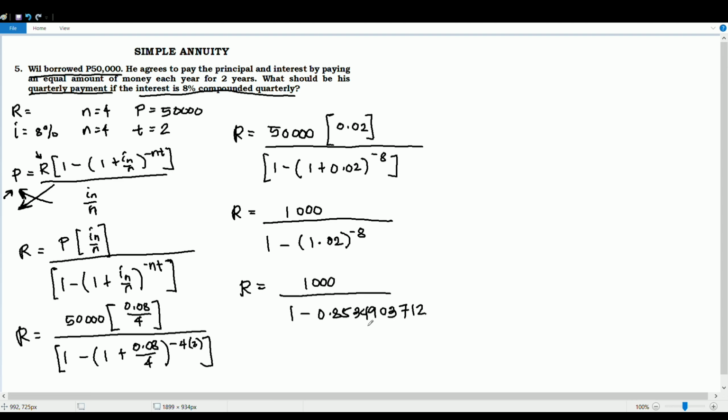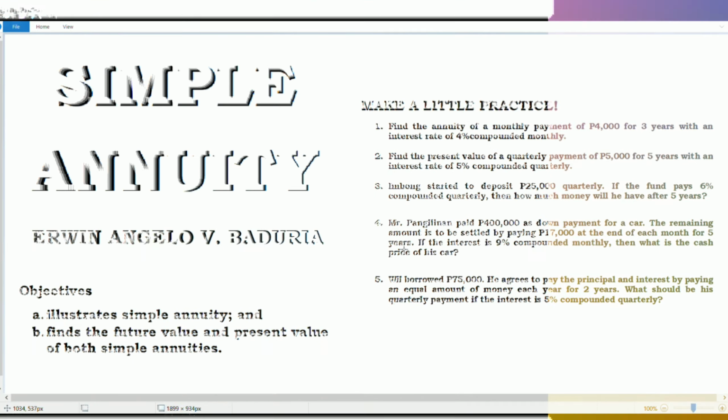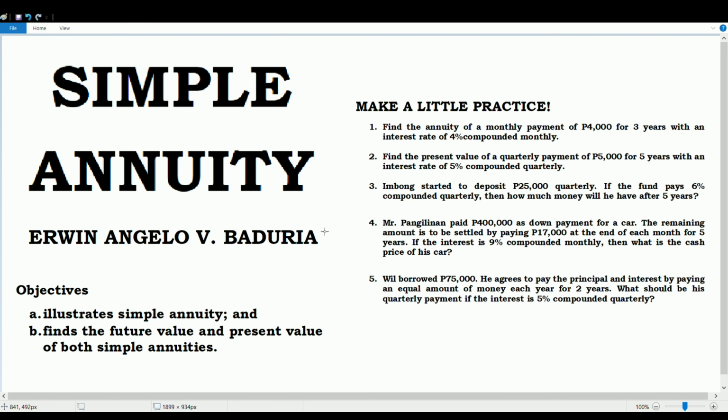0.8534903712. And then we have to subtract this decimal number from 1. So we have 1,000 in the numerator. The denominator becomes 0.1465096288. Dividing these two numbers, we have the regular payment of 6,825 pesos and 49 centavos or 0.49. Okay, so the regular payment of Will per quarter, quarterly, within 2 years is 6,825.49 pesos. For your practice, we have 5 items shown on the screen.